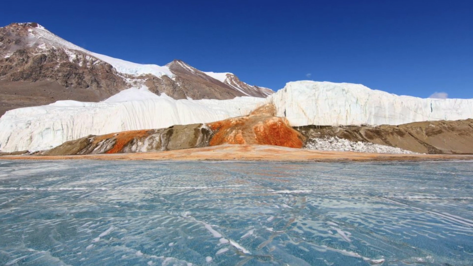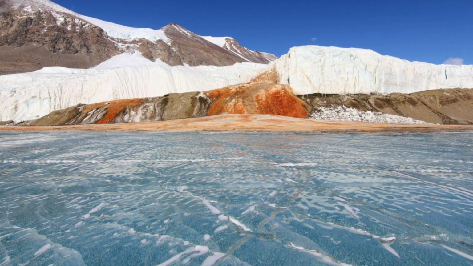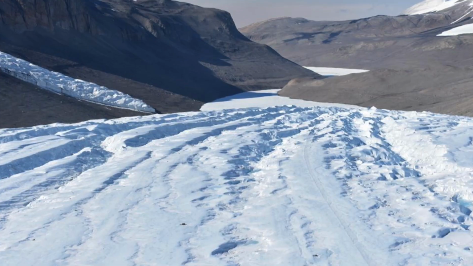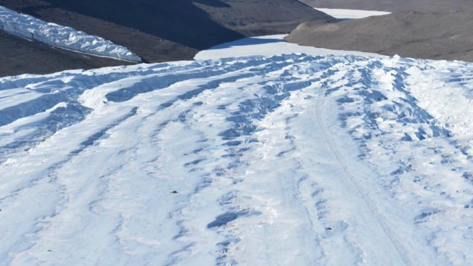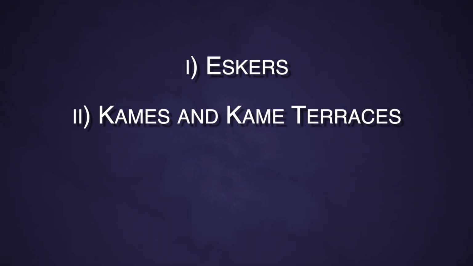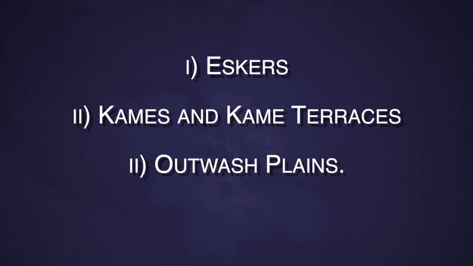The deposition of sediments after the melting of the glacier is called glaciofluvial deposits, and the landforms resulting from such deposits are called glaciofluvial landforms. The main characteristic of the glaciofluvial deposits is that it has been sorted and stratified into layers by the melted channel of water from the glacier. The glaciofluvial landforms include eskers, kames and kame terraces, and outwash plains.